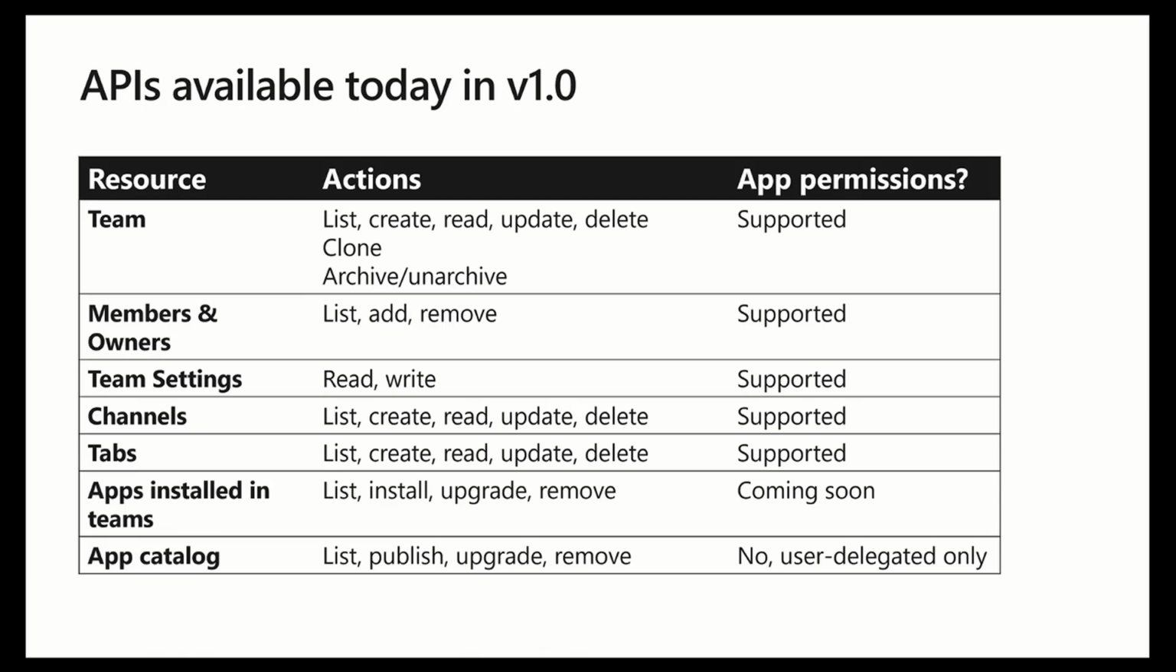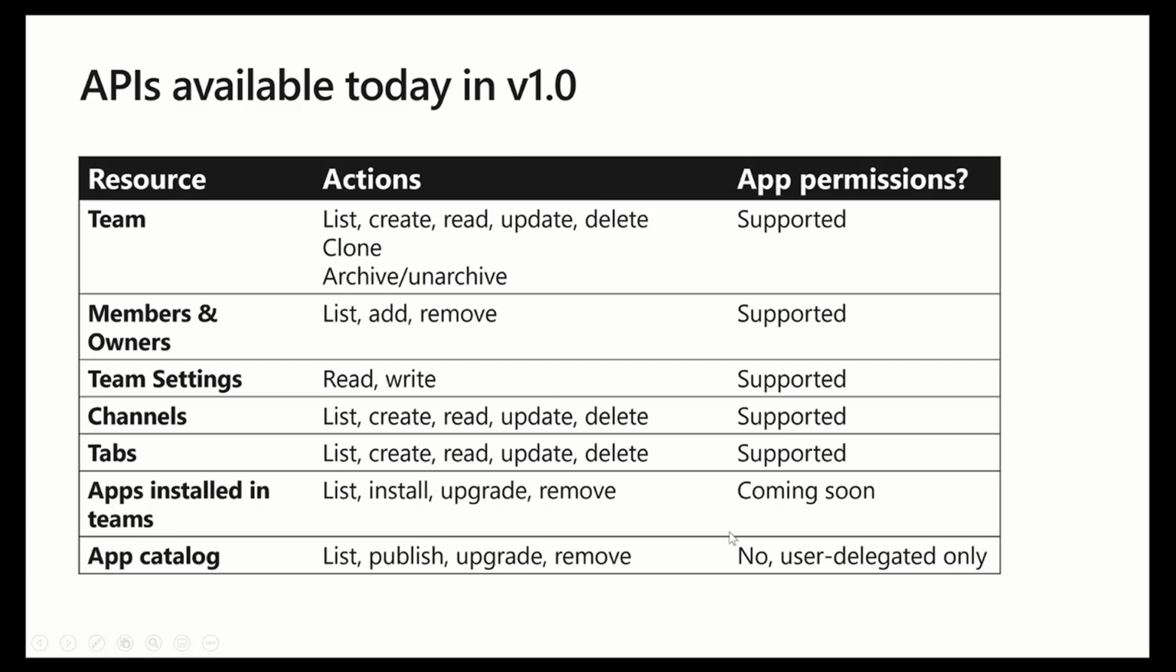So let's talk about the APIs that are available today. I showed you APIs for managing the team itself, full CRUD operations on the team, as well as cloning a team and archiving and unarchiving a team. We have CRUD operations for members and owners. You can list, add, and remove members and owners of the team. You can change team settings and see the team settings. The PowerShell commandlets that admins use are powered by Graph.